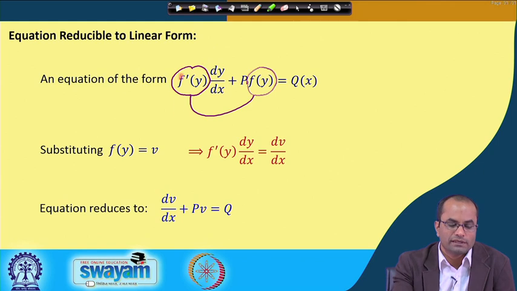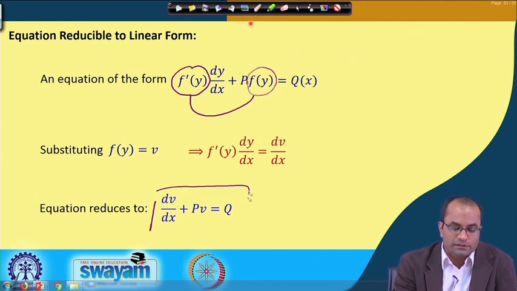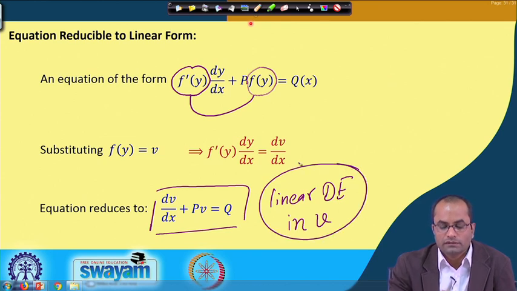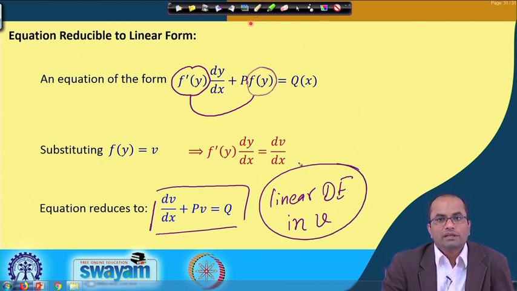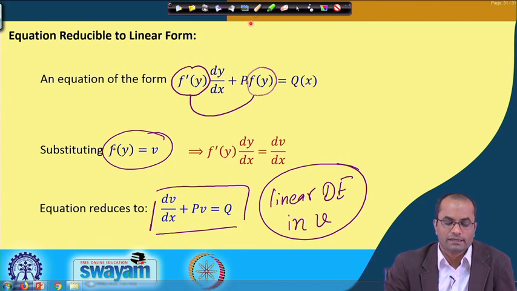So, the new equation after this substitution reduces to dv over dx plus p times v, where f of y is substituted as v, and the right hand side is equal to the q which is given there. What we observe now is that this equation is a linear differential equation in the variable v, which we can solve for v, and later on we can substitute v as f of y and write down the solution in the form of y and x.